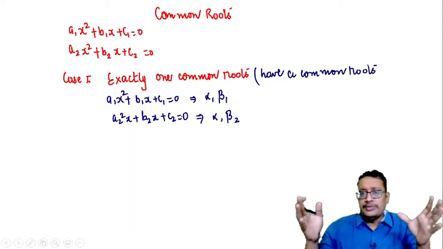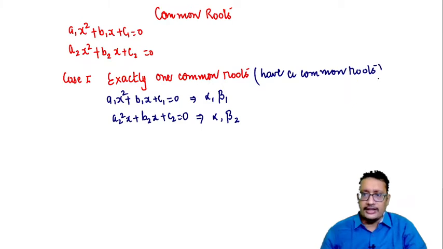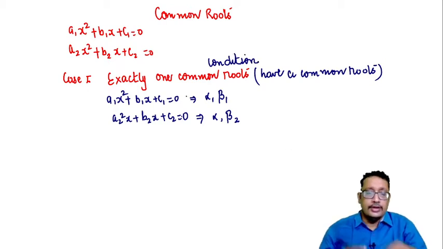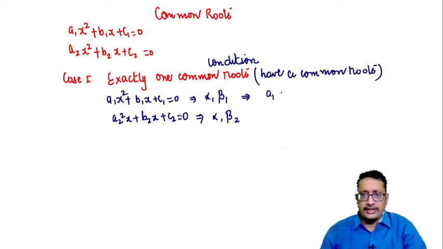Then what will be the condition? I want to find the condition, so I'm heading it as condition. So let's put alpha in the equations. First it becomes a1 alpha square plus b1 alpha plus c1 is equal to 0. And a2 alpha square plus b2 alpha plus c2 is equal to 0.